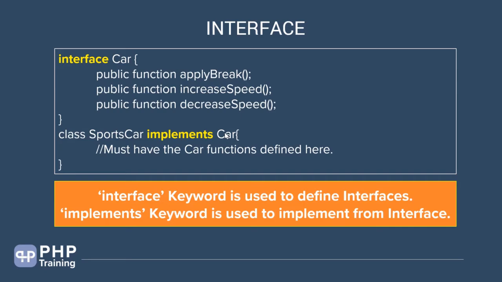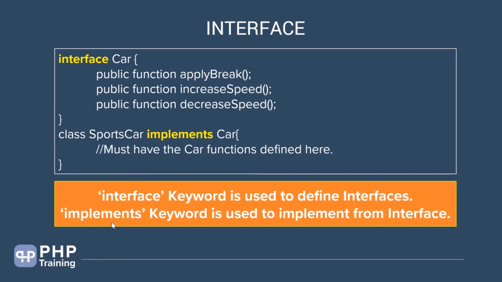Like a contract, it's agreeing: whatever you have defined in the interface, I will implement it. And if you are not implementing it, then the program will error out. The interface has already defined that you need to have these three methods defined, so the SportsCar has to implement all these three methods. The keyword used to define an interface is interface. The keyword used to implement an interface in a class is implements.